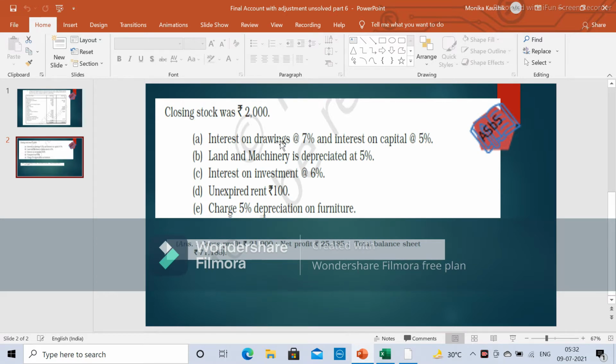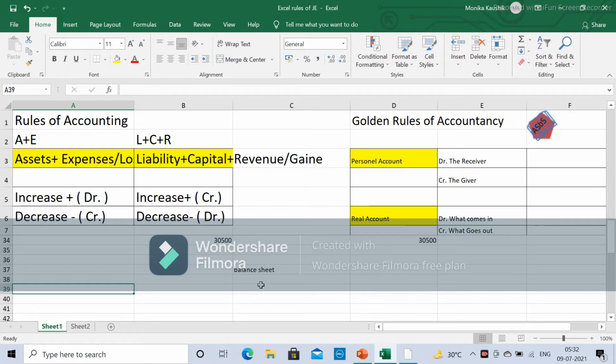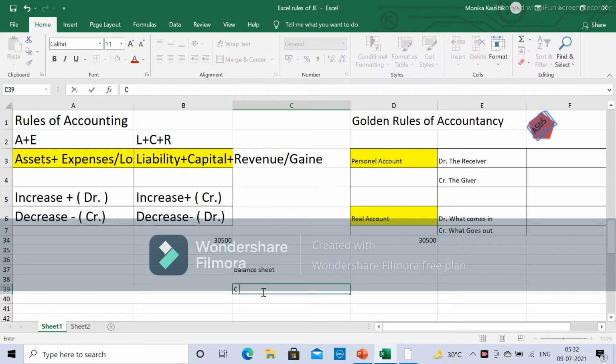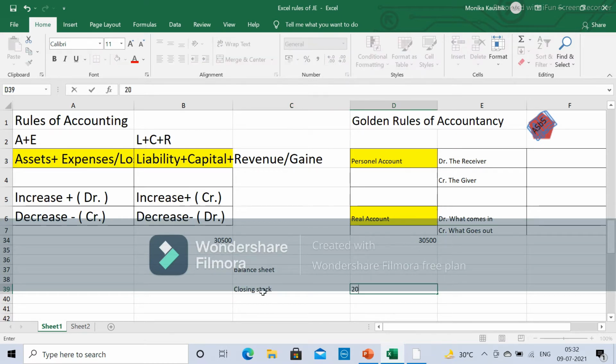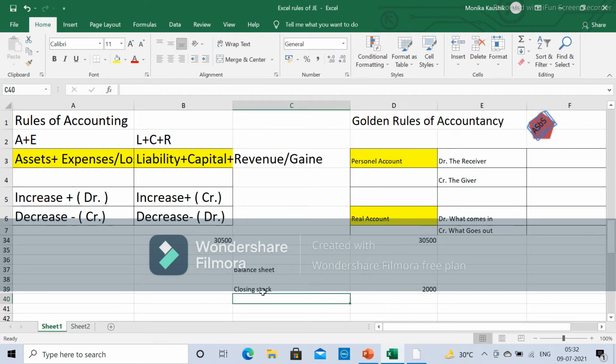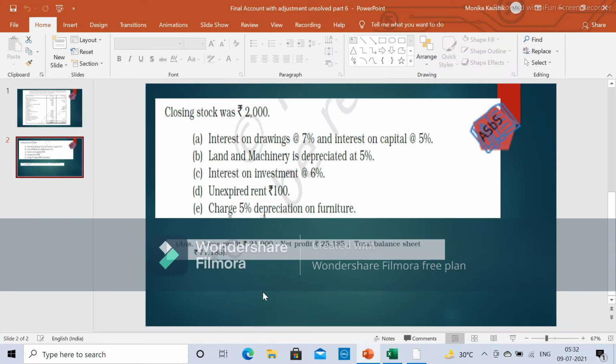First of all, closing stock. Closing stock I am putting here, as this is part of the adjustment entries. It has a two-sided effect. One is in trading and one is in P and L and this balance sheet.